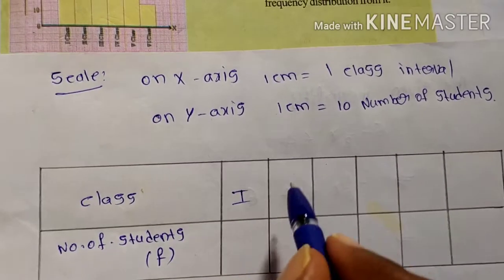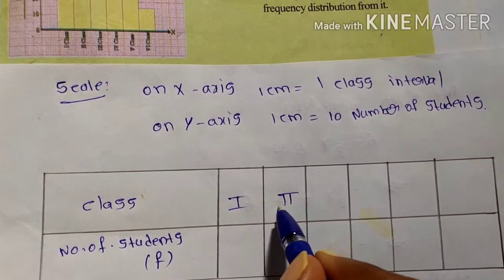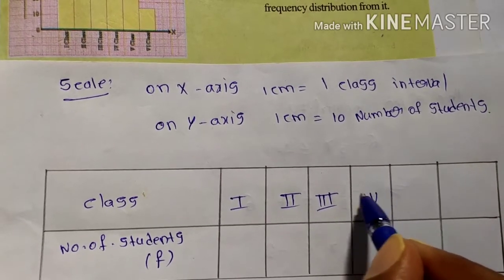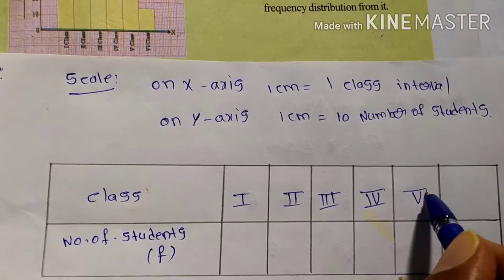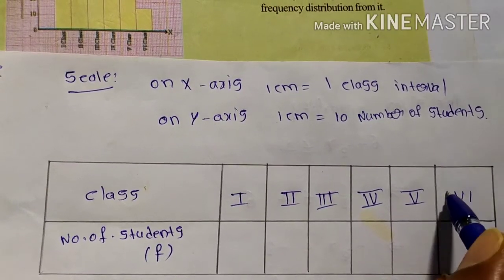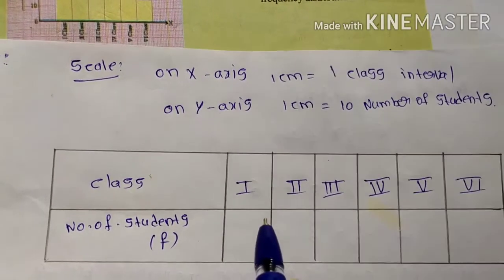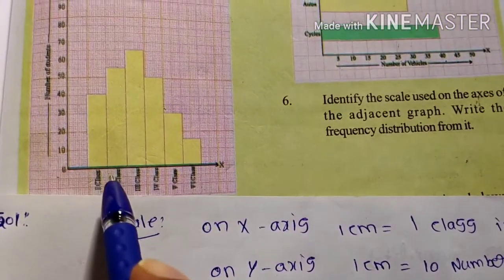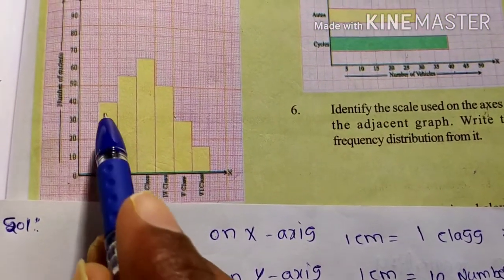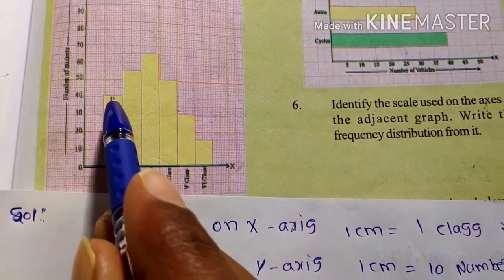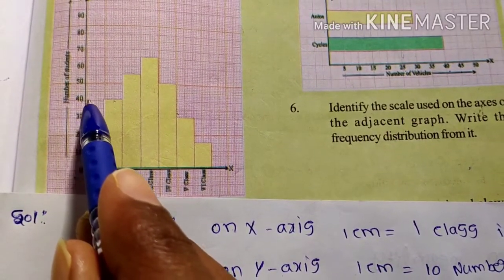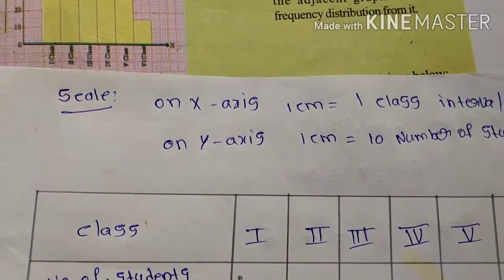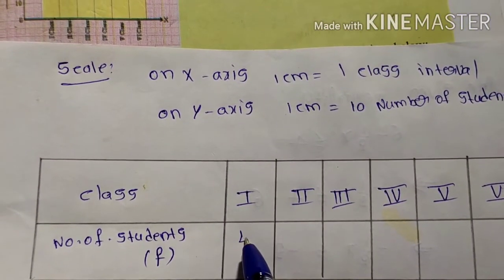First class. Here second class. Here third class. Here fourth class. Here fifth class. Here sixth class. See each and every class, how many students are available. In the first class, clearly, how many? 40 students. See here on the y-axis, 40. Yes or no? You can write here the number of students is 40.